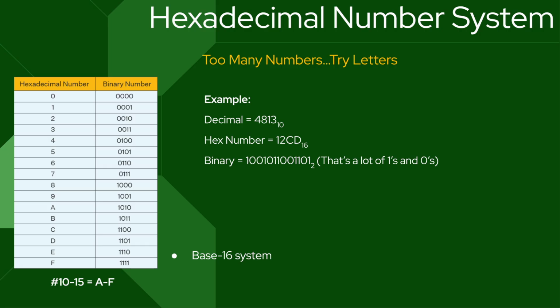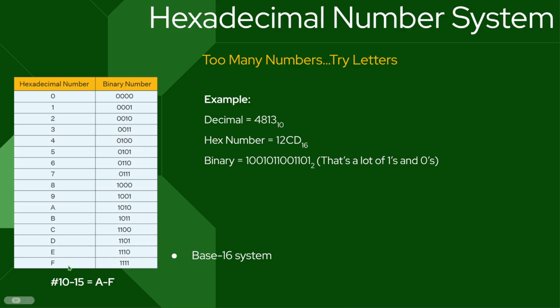So let's say our number gets too big to represent in just binary numbers. It can get really confusing to look at a bunch of zeros and ones. You can see here it's hard to keep track of everything. That is quite a bit. So let's look at this number here. The decimal number 4,813 can actually be represented by the number 12CD.